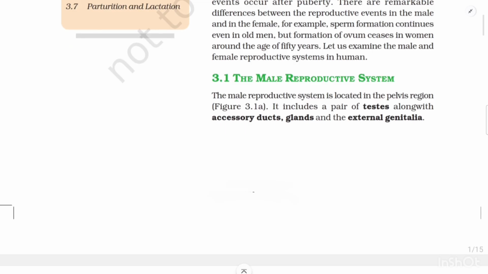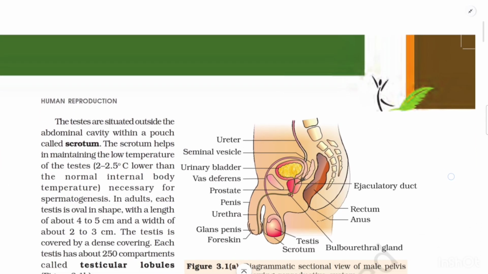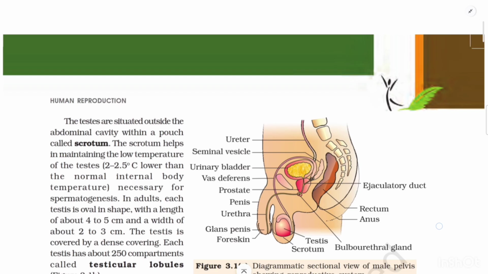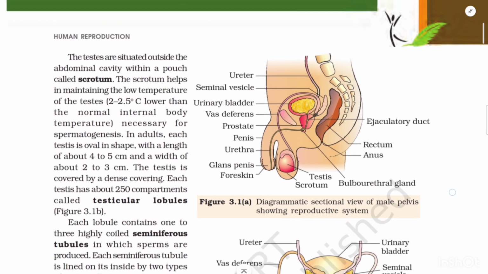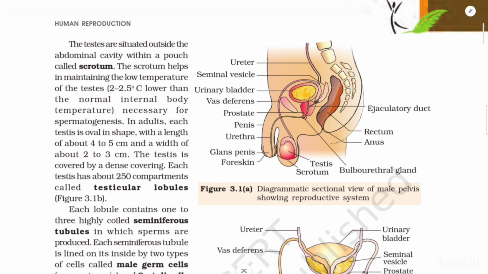3.1 The male reproductive system. The male reproductive system is located in the pelvis region. It includes a pair of testes along with accessory ducts, glands, and external genitalia. The testes are situated outside the abdominal cavity within a pouch called scrotum. The scrotum helps in maintaining the low temperature of the testes, 2 to 2.5 degrees Celsius lower than the normal internal body temperature, necessary for spermatogenesis.